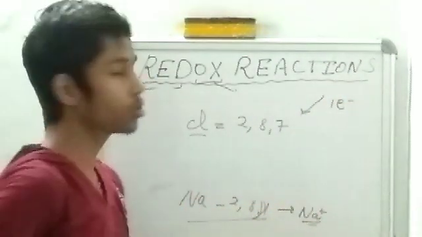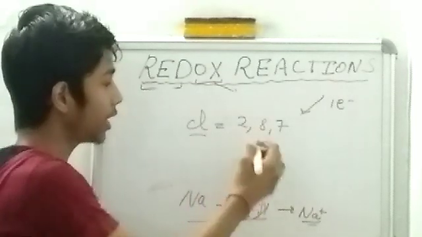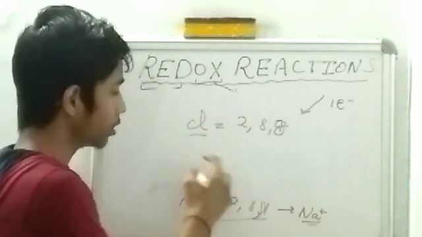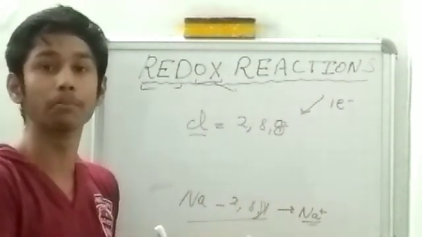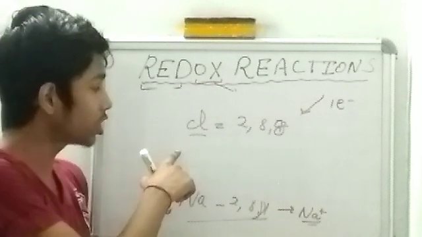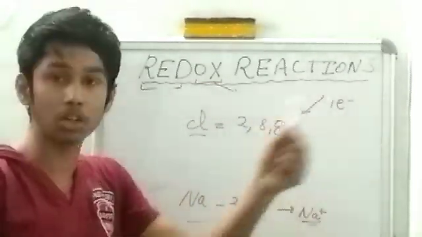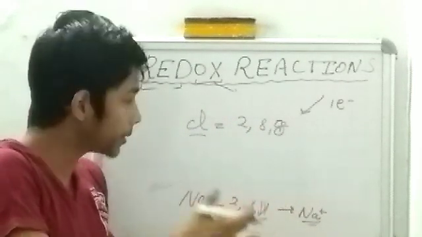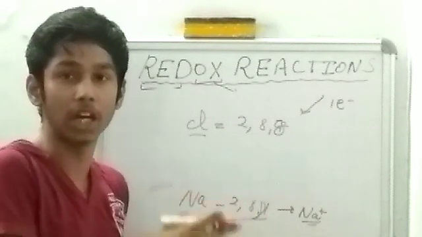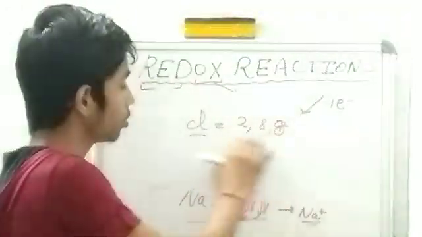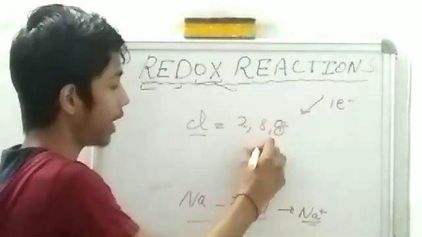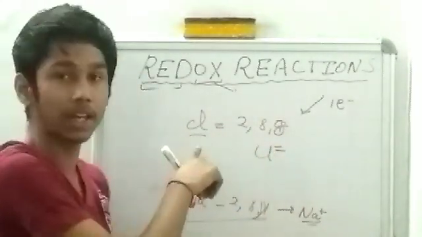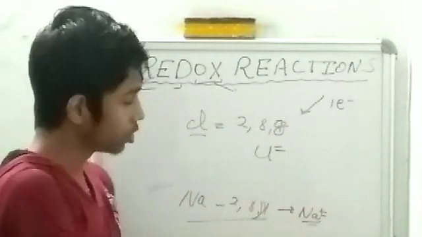When it gets 1 electron, its last shell gets 8 electrons, and thus this chlorine goes through reduction, because that's what reduction was: getting an electron from somebody and becoming negative in charge. So that's what chlorine is doing now, and we write this as Cl-. So why have we written minus in the case of chlorine and plus in the case of sodium?